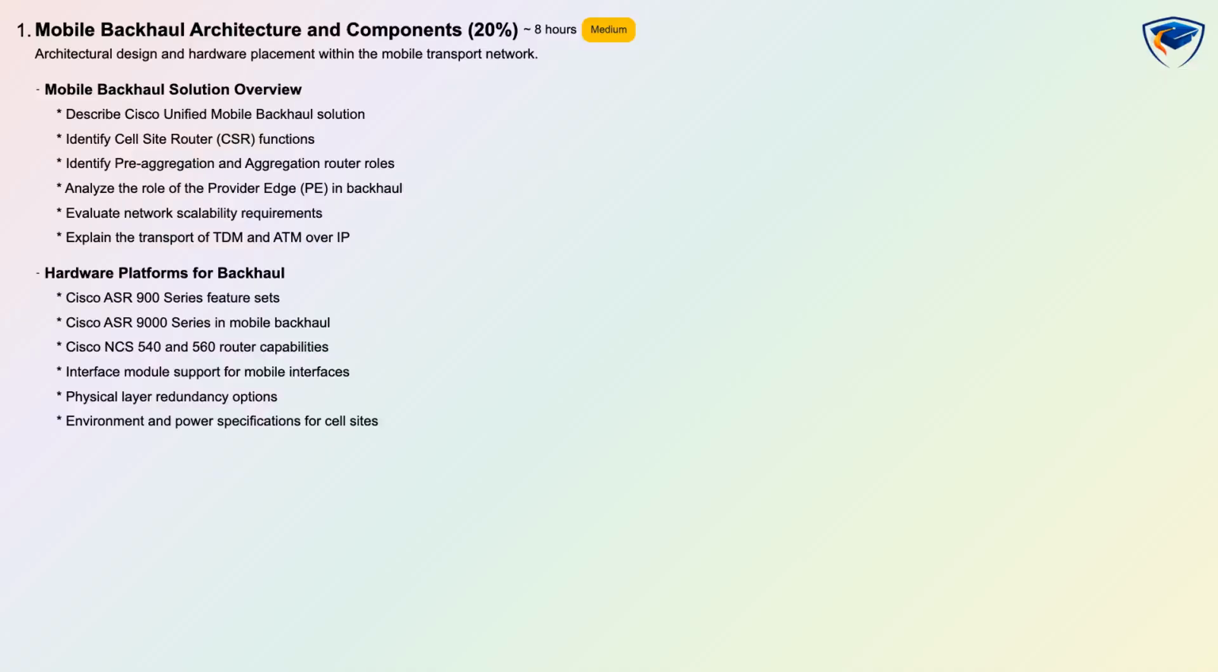You will learn the Cisco Unified Mobile Backhaul Solution, cell-site router functions, the roles of pre-aggregation, aggregation routers and the provider edge, scalability considerations, and how TDM and ATM are transported over IP, plus hardware platform details such as Cisco ASR 900 and 9000 series and NCS 540/560 features, interface modules, redundancy, and site power considerations.